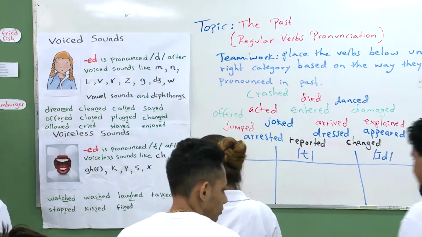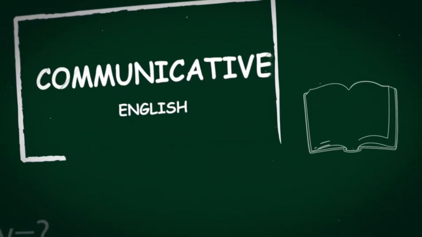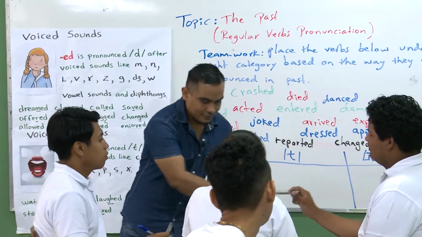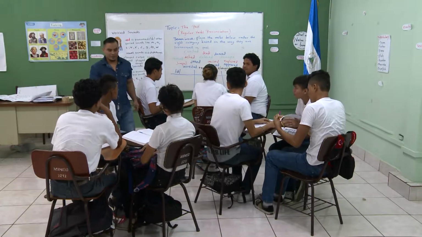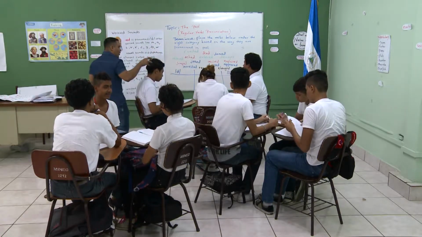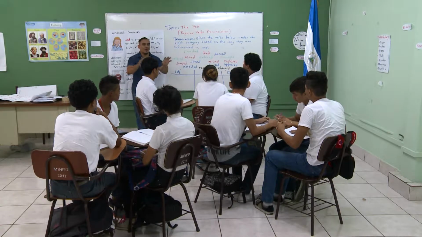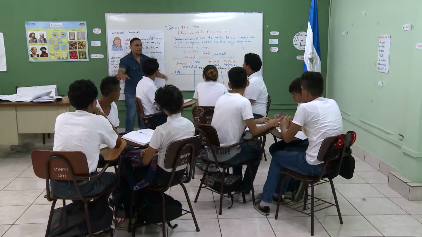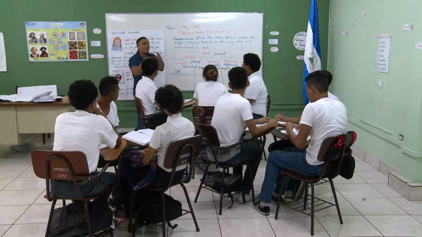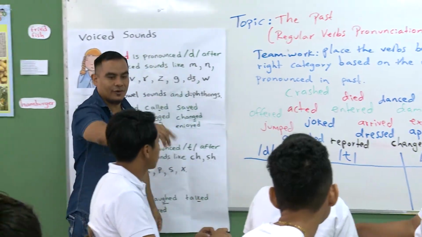I'm going to give you 1 minute. Okay, here's your marker, and a red marker for this group. Each color represents your team. Are you ready? So one by one, come to the board and complete the chart.